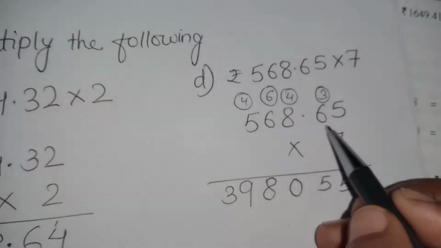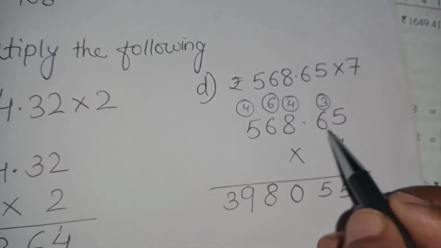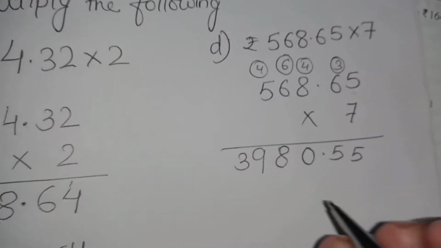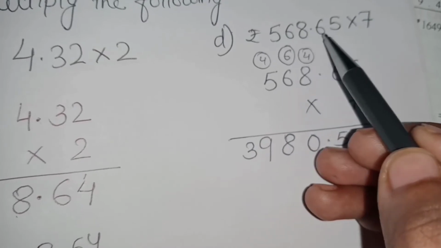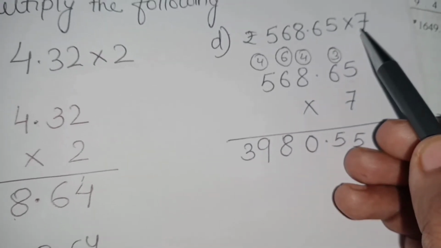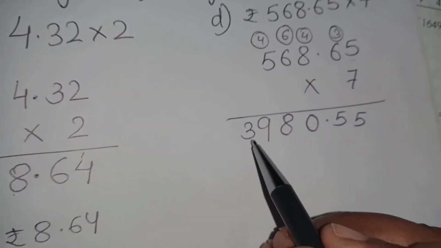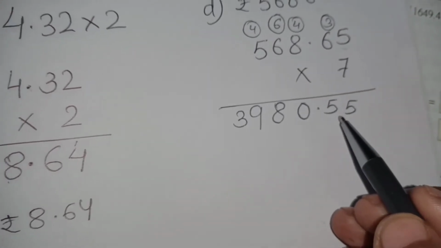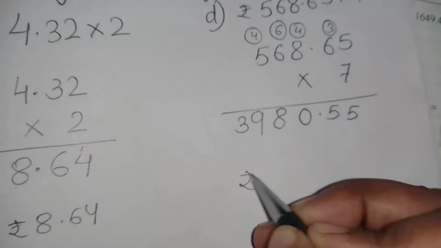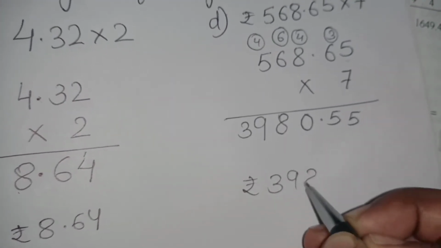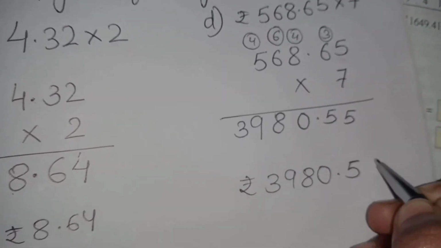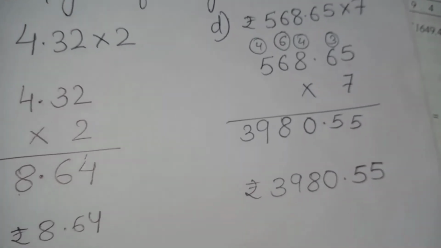Now after how many digits is the decimal point there? After 2, no? So after 2 we will put the decimal point. Now 568 rupees and 65 paise into 7, how much is the answer? 3980 rupees and 55 paise. That means we have to put the symbol: 3980 rupees, this point we have to put, and this one is paise, 55 paise.